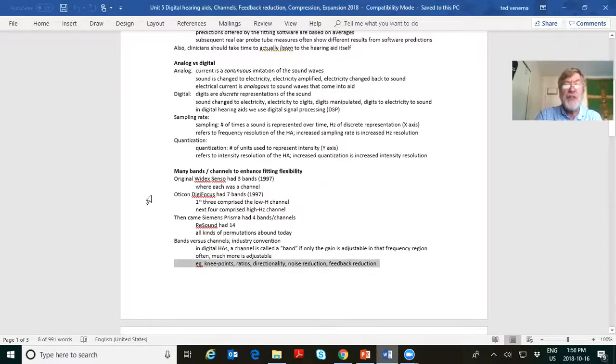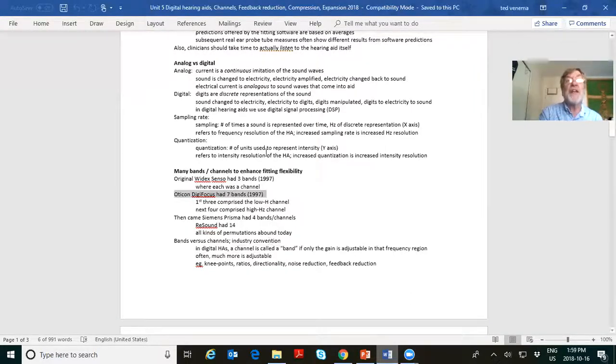The second digital hearing aid was called Oticon Digifocus, and I'll draw you that one too now, because that helps to discern the difference between bands versus channels. Here we go. It had 1, 2, 3, 4, 5, 6, and 7. We'll make this nice and neat so that we can't say it's a scrawled Ted Venema mess. Okay? All right. So it had 7 bands.